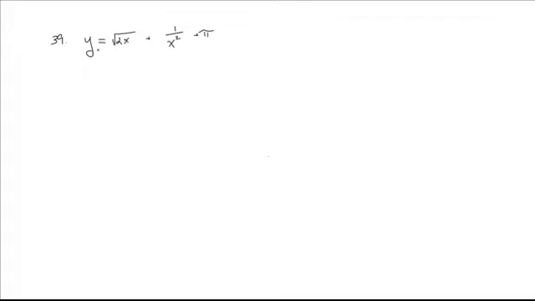We're going to take the derivative of y equals the square root of 2x plus 1 over x squared plus pi. And do notice that the x is under the radical. So if it weren't under the radical, this would just be rad 2 times x. This derivative would just be rad 2. But it's going to be a little different because of this.